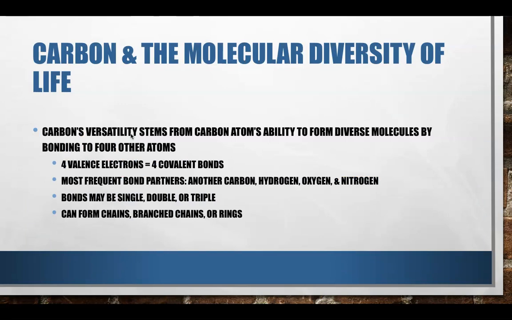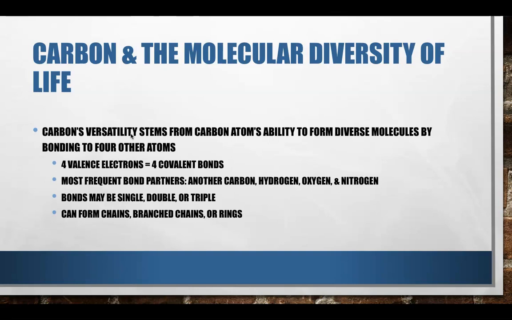Now, carbon is the element that is going to be important for organic substances because of carbon's versatility. Carbon has 6 electrons, 4 of which are valence electrons. Because of those 4 valence electrons, carbon can form 4 covalent bonds. Remember, the magic number is 8, so it's trying to get to 8 valence electrons. Carbon can form single bonds, double bonds, or triple bonds. And most often, carbon is going to bond with another carbon, hydrogen, oxygen, or nitrogen.